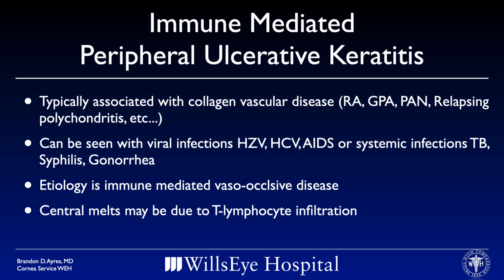So again, typically associated with collagen vascular disease like rheumatoid arthritis, relapsing polychondritis, you pretty much name it. We've also seen it with viral infections. You can see PUK in people with shingles, HCV, HIV, a systemic manifestation of TB. It's not real common, but you can see it. So here, a medical underlying diagnosis is very, very common.